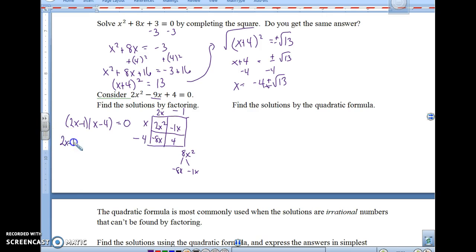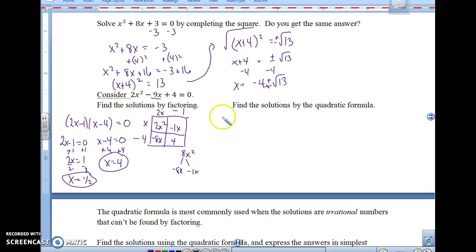Set each bubble equal to 0 and solve for x. So add 1 and divide by 2, so x is equal to 1/2. There's one 0. My other 0, add the 4, and you get x equals 4. So there's my two answers. So factoring is usually pretty quick. That's not a problem. But we can also do this by the quadratic formula.